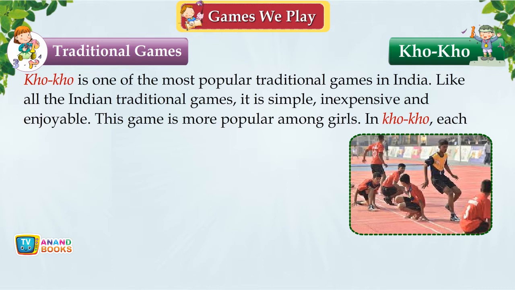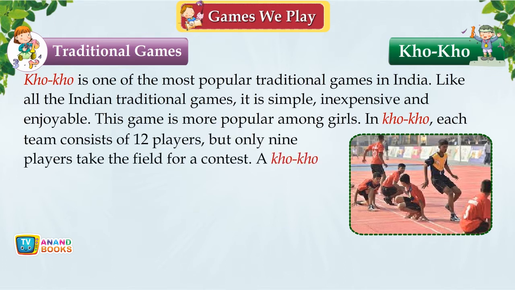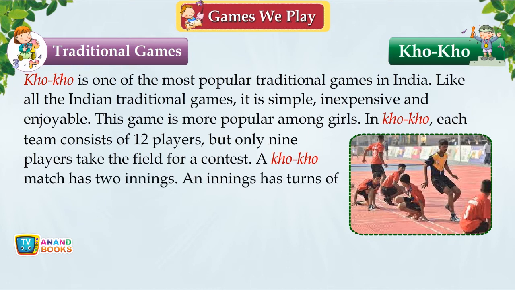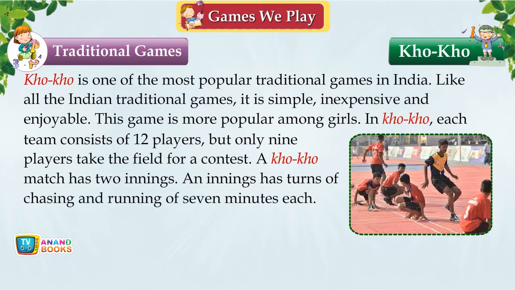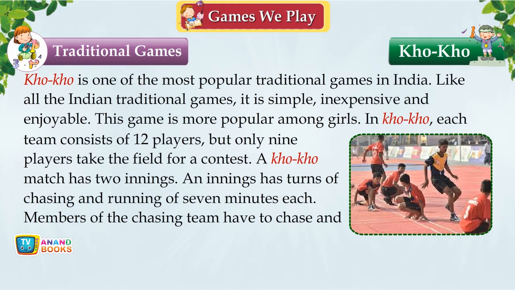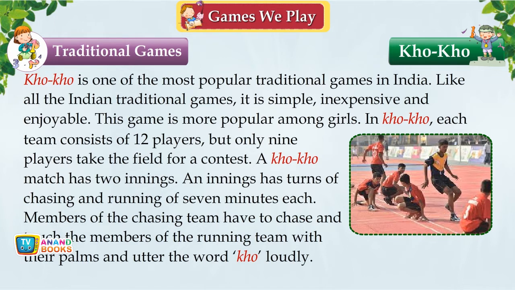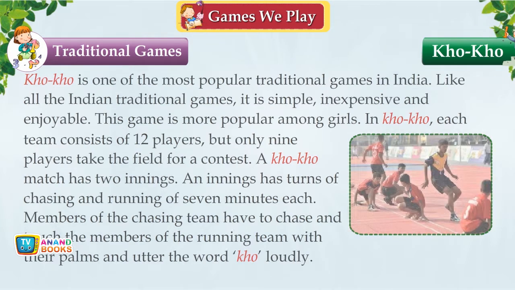In Kho-Kho, each team consists of 12 players, but only 9 players take the field for a contest. A Kho-Kho match has 2 innings. An innings has turns of chasing and running of 7 minutes each. Members of the chasing team have to chase and touch the members of the running team with their palms and utter the word Kho loudly.